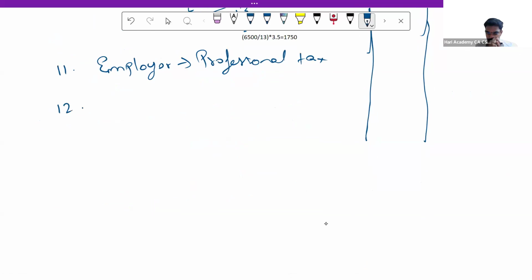Next is point number 12. She is provided with a 14 HP car owned by the employer and has been used both for purpose of employment and personal use. Entire expenses are borne by the employer. Now let us check what is the value of perquisite in this respect.